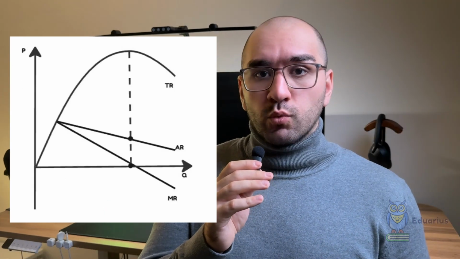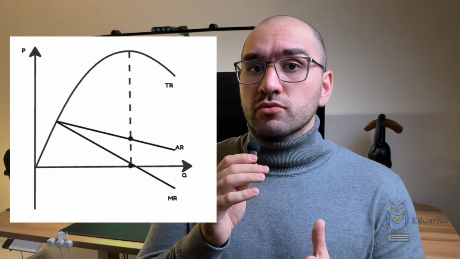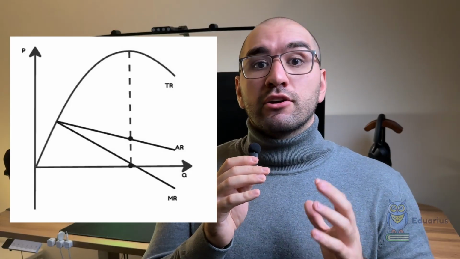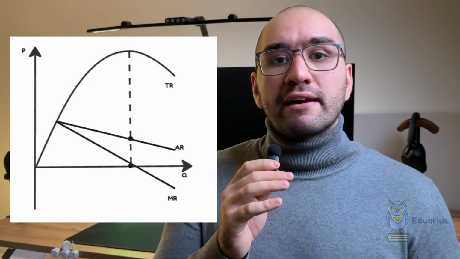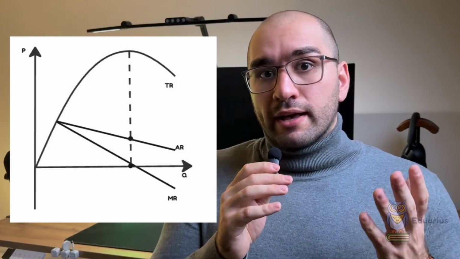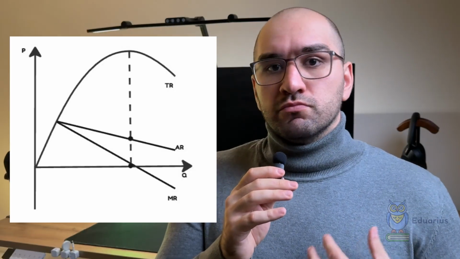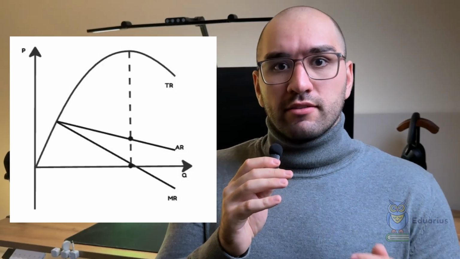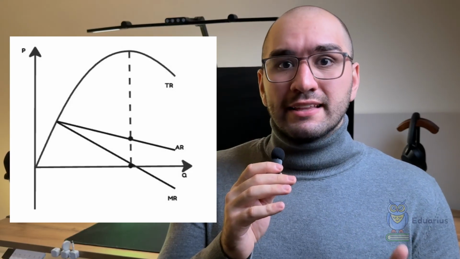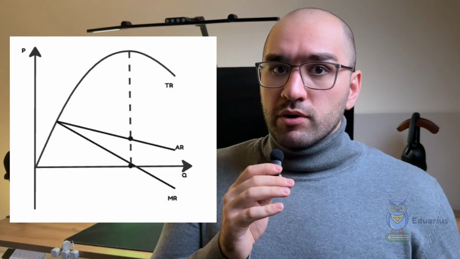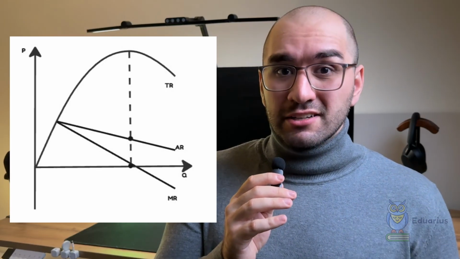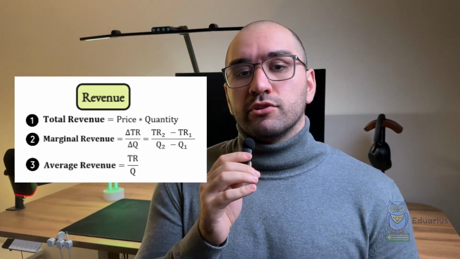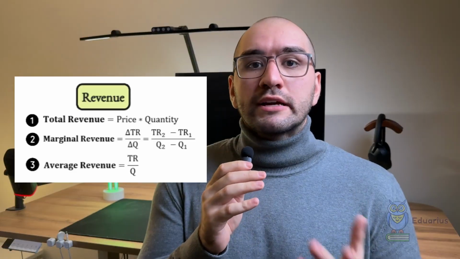Looking at the graph, we see the total revenue, marginal revenue, and average revenue graphs. When total revenue is at its maximum level, marginal revenue equals 0. Moreover, when marginal revenue is more than 0, it means that the firm earns positive revenue. However, when total revenue decreases, marginal revenue becomes less than 0. So here are all the formulas for revenue. You can pause, rewrite, or take a photo.